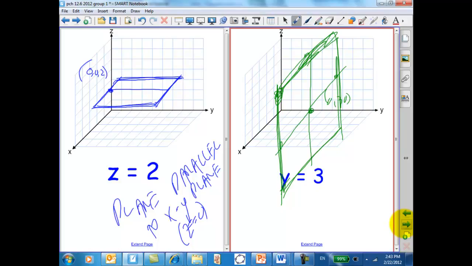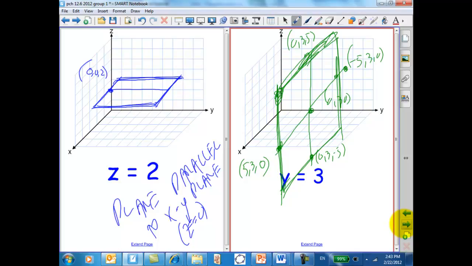What I did is, let's say I went here 1, 2, 3, 4, 5. This is the point 5, 3, 0. Remember, gotta keep y equal to 3. This is the point negative 5, 3, 0. How about down here? 0, 3, negative 5. And this is 0, 3, positive 5.